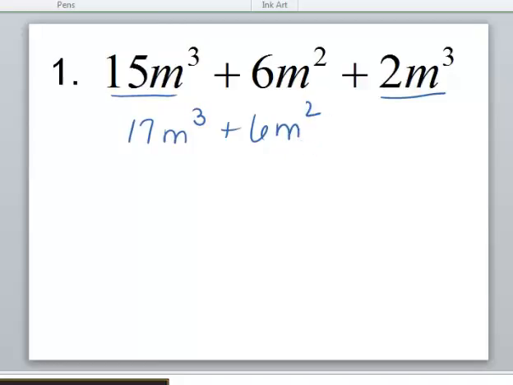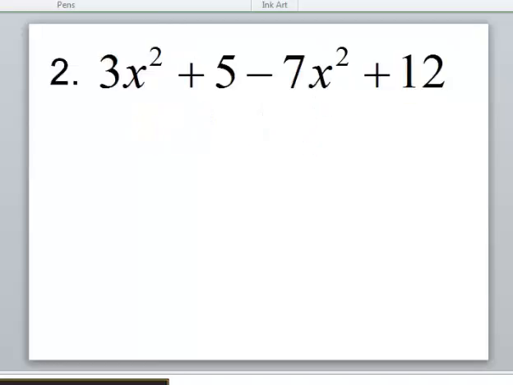The next one, we're also going to make sure that we're writing these in standard form, so I'm going to find the things with the highest degree and add those together first. So I've got 3 and negative 7. That makes negative 4x squared. Notice I'm not changing my term afterwards. It stays the same. And then I have 5 plus 12, which is 17. So I have negative 4x plus 17.